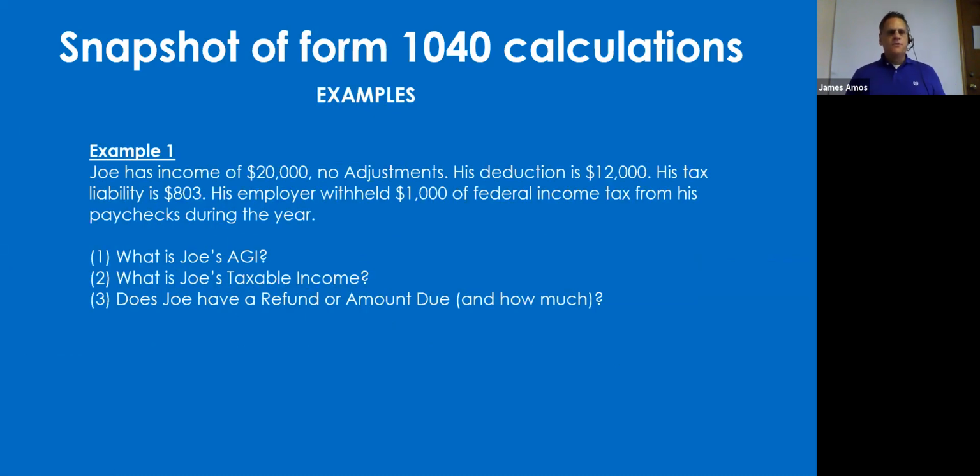All right, so let's do some examples here, and we're going to want to actually run numbers. So Joe has income of $20,000 and no adjustments. His deduction is $12,000. His tax liability is $803. His employer withheld $1,000 of federal income tax from his paychecks during the year. So I want us to answer these three questions: What is Joe's AGI? What is Joe's taxable income? And does Joe have a refund or an amount due, and how much? I'm going to give you a moment, Noemi. Would you run your numbers and then let me know when you're ready to discuss them? Okay.